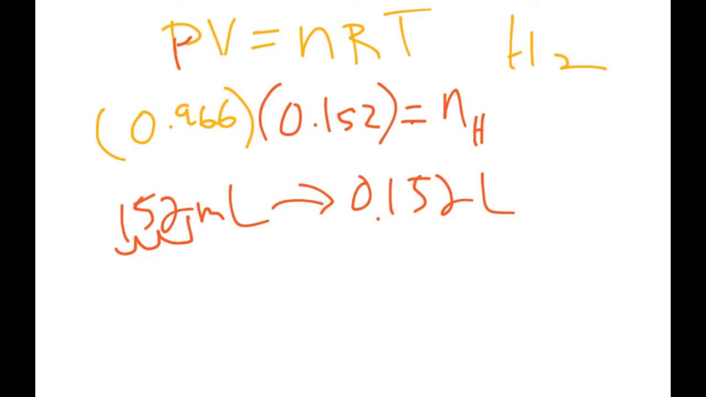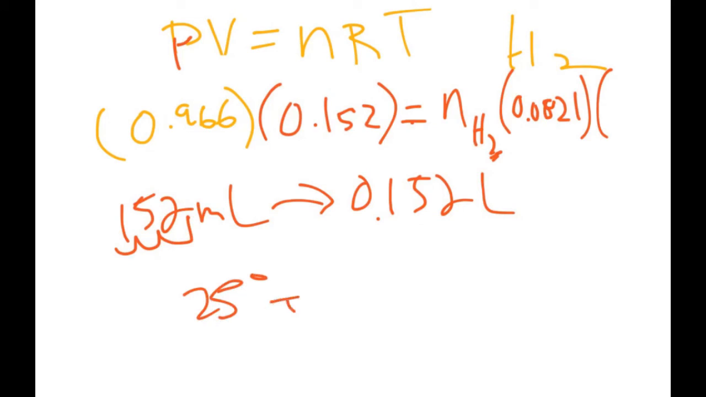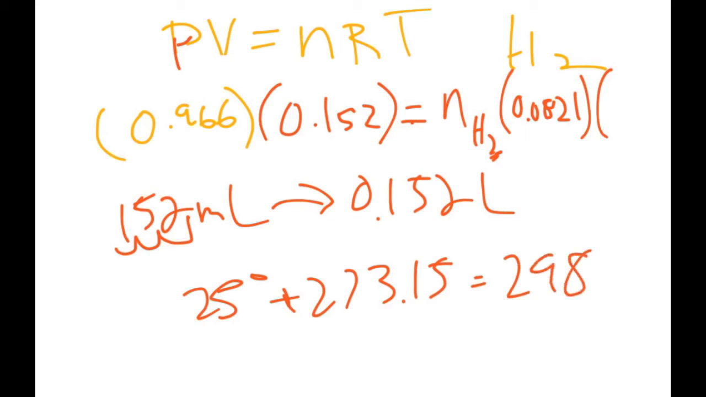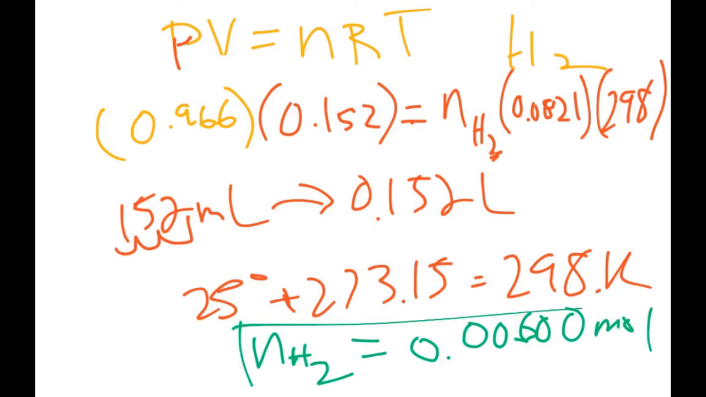Let's not write the units, is equal to n. Now this is the moles of H2 times R, which is always 0.0821, and our T is 25 degrees Celsius, but we have to convert to Kelvin, so we have to add 273.15, and we get 298 Kelvin. Doing the math, you get that the moles of H2 gas present is 0.00600 moles of H2 gas, and that is the answer to the second part of the question.